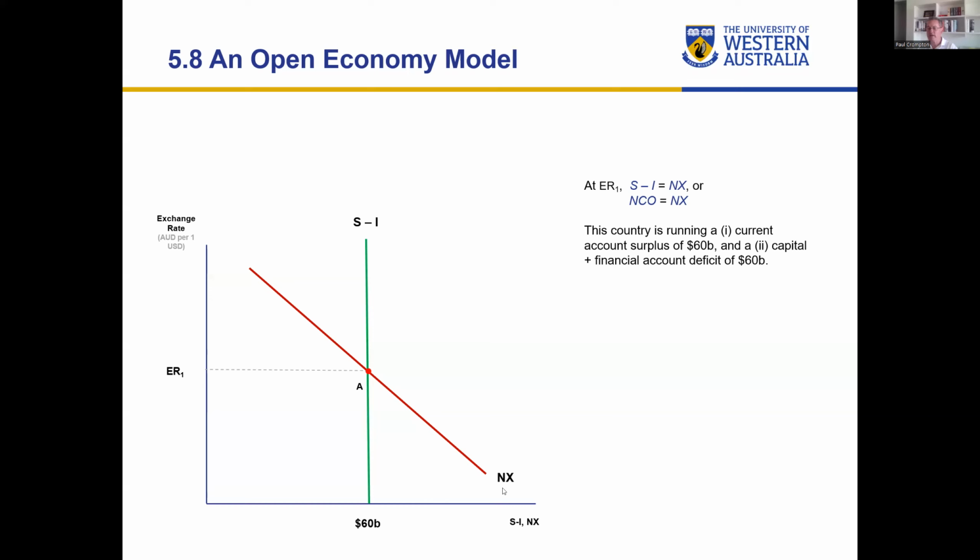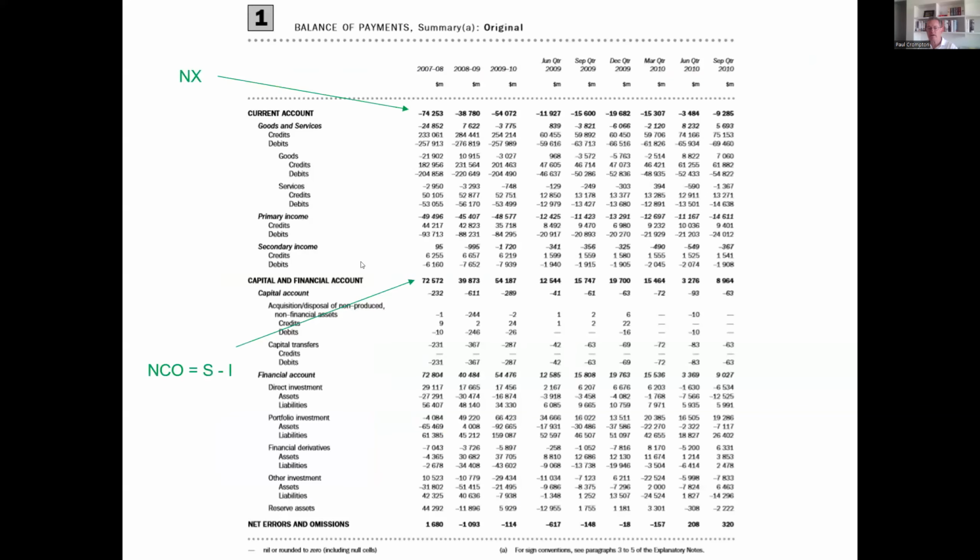So what I'm doing now is I'm using NX and the current account balance interchangeably, which is not entirely correct, but it's okay to do that for our purposes. Because the NX is the most important part of the current account balance, I'm just using NX and the current account balance interchangeably. So in this theoretical setup, by calling NX the current account balance, I'm assuming the primary income balance and the secondary income balance are both zero.